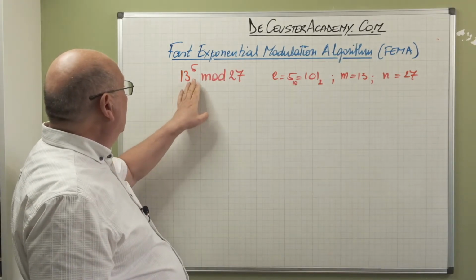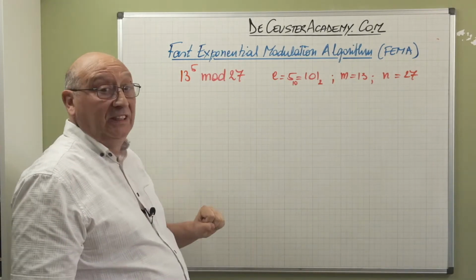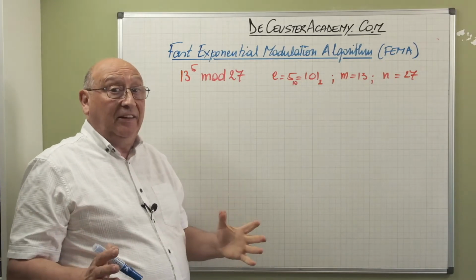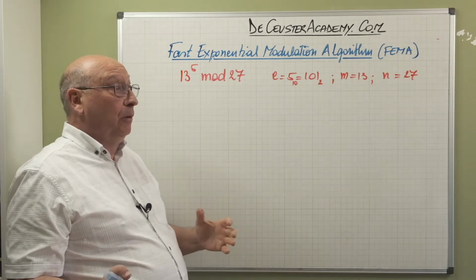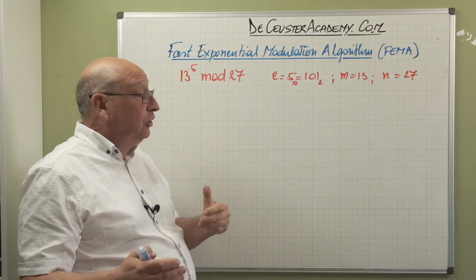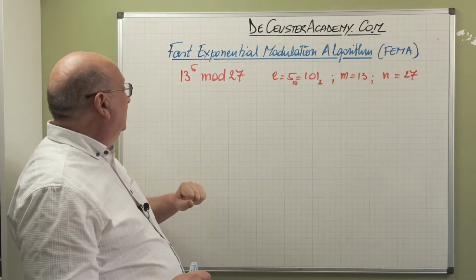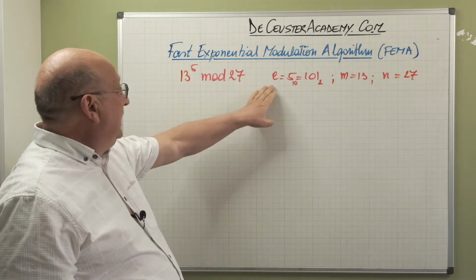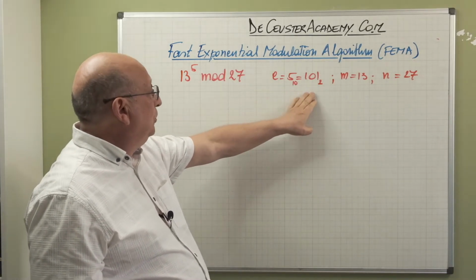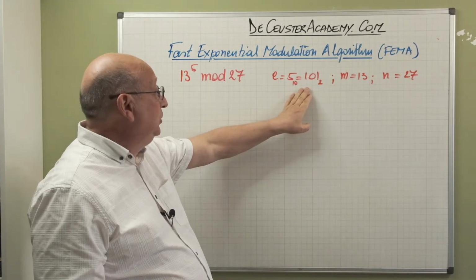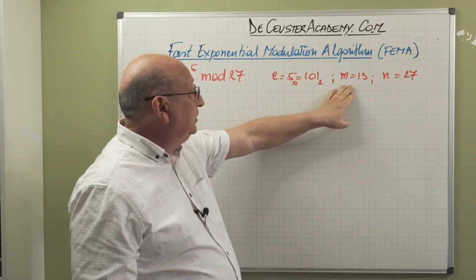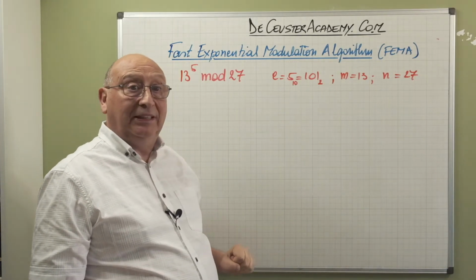Now I take 13 to the power of 5 modulus 27. It is clear you can calculate this without any problems. We don't have to use this procedure, but it's very nice to show the procedure with this application. E is 5 base 10, so we write it as a binary number, which is 101. M is 13 and n is 27.